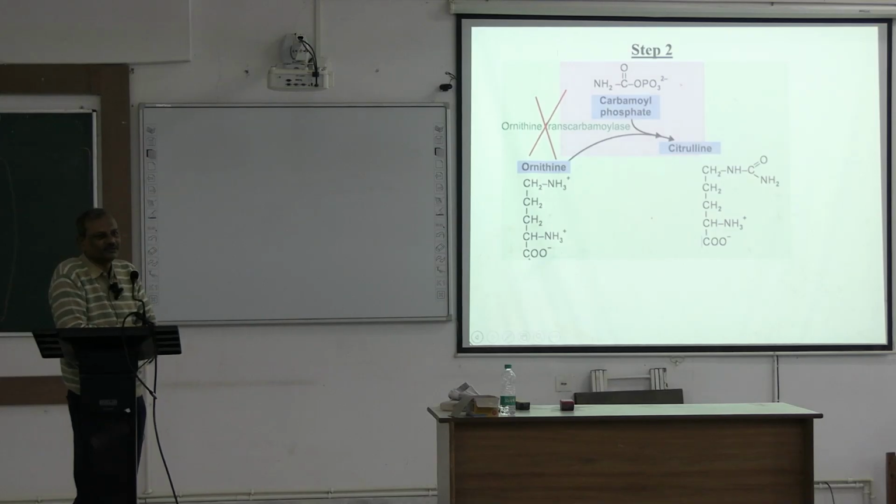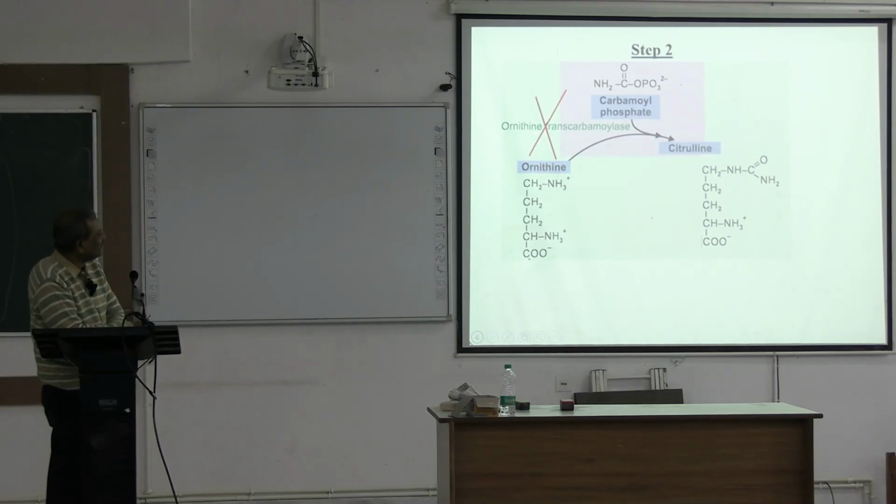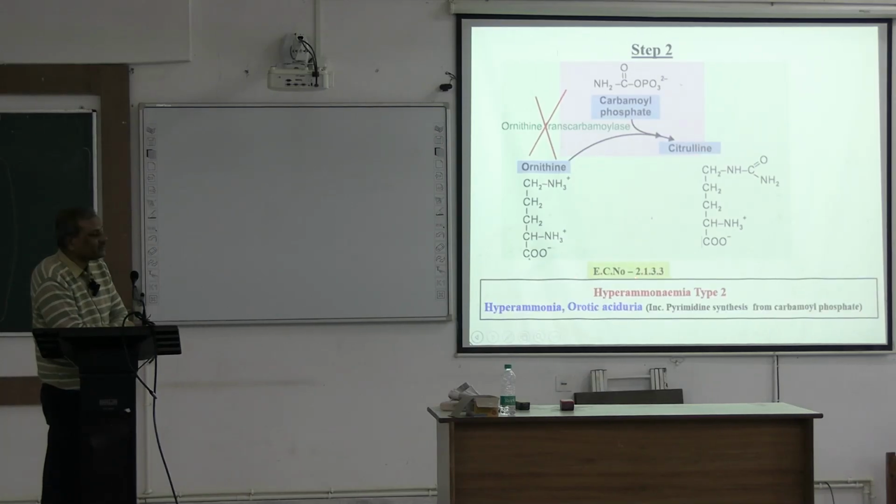What type of enzyme is it? Yesterday I told you several times about transaminase. It is a transferase, basically the transcarbamylases. The carbamoyl group is getting transferred. So, this is EC number 2, and if you block it, then there will be hyperammonemia as well as uric aciduria.